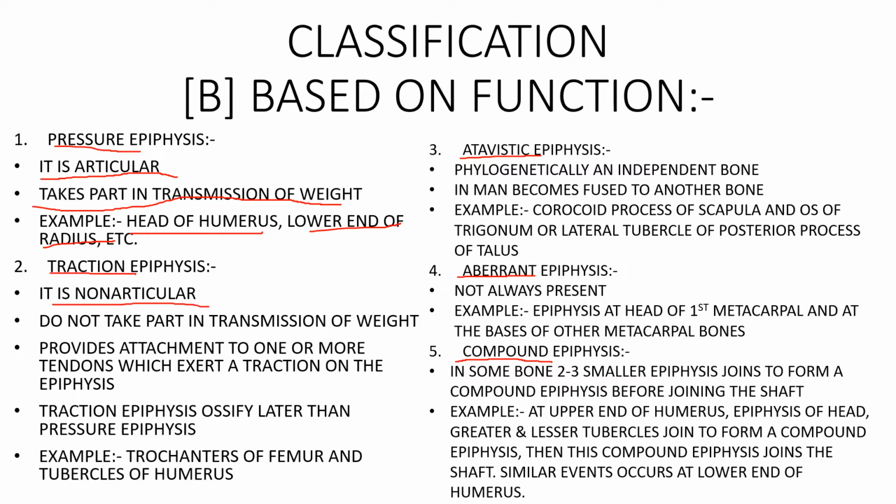It is non-articular in nature, does not take part in transmission of weight, and provides attachment to one or more tendons which exert a traction on the epiphysis. Traction means pulling kind of act. Traction epiphysis ossify later than pressure epiphysis. So first, what ossifies is the pressure epiphysis, and after its ossification, traction epiphysis will ossify. Now for example, we take trochanter of femur and tubercles of humerus.